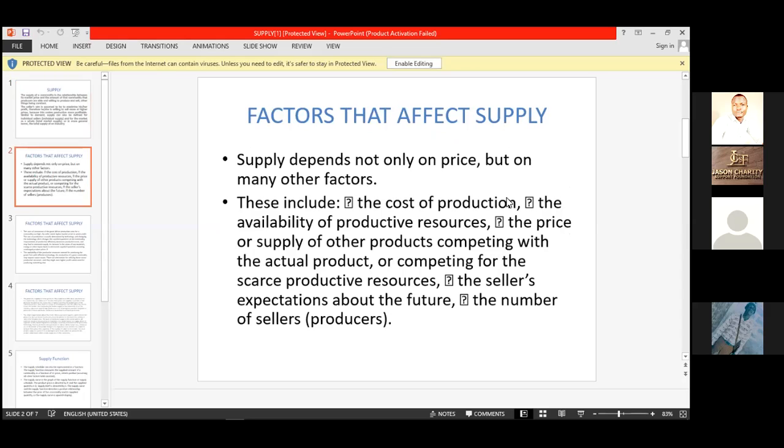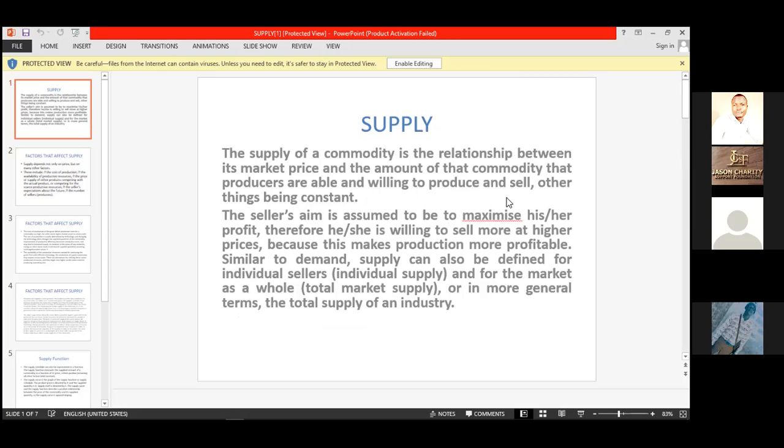The seller's aim is assumed to be to maximize his or her profit. The seller, which is the supplier, has as its target to maximize profit. If you are talking about maximization of profit, what does it mean? It means getting the maximum profit on that particular good.